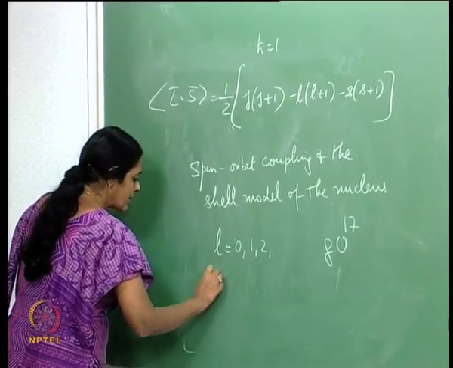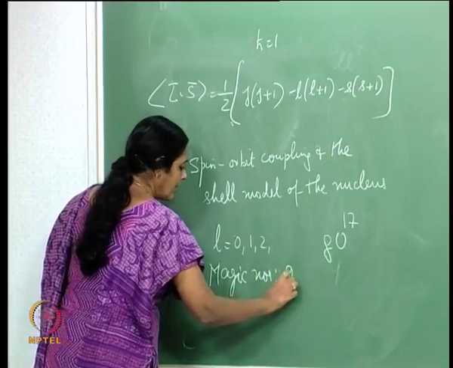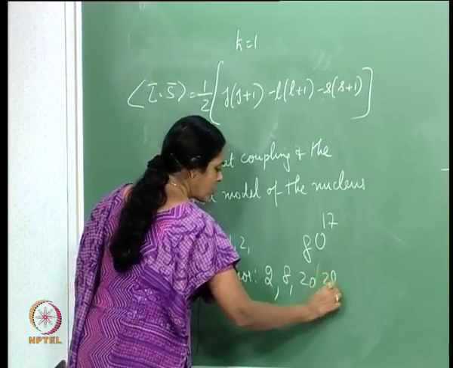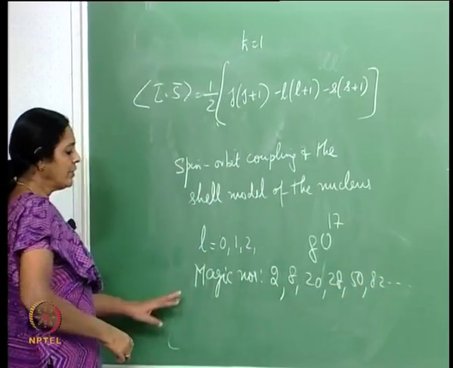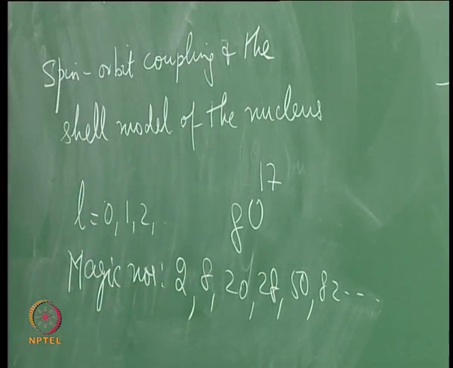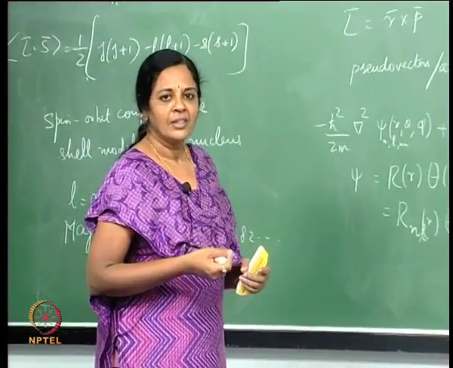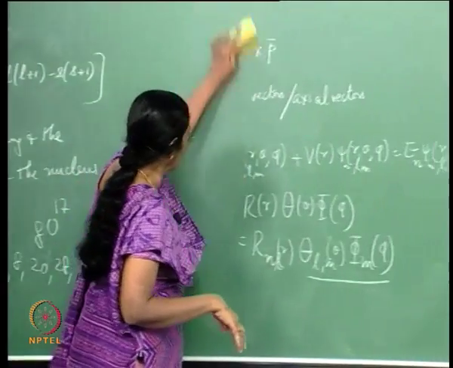So, for instance, there are these things called magic numbers: 2, 8, 20, 28, 50, 82, and so on. And nuclei which have these number of nucleons are found to be stable nuclei, and therefore, these numbers are called magic numbers. The spin orbit coupling becomes very important in trying to explain the stability of the nucleus. So, let us see how that works.